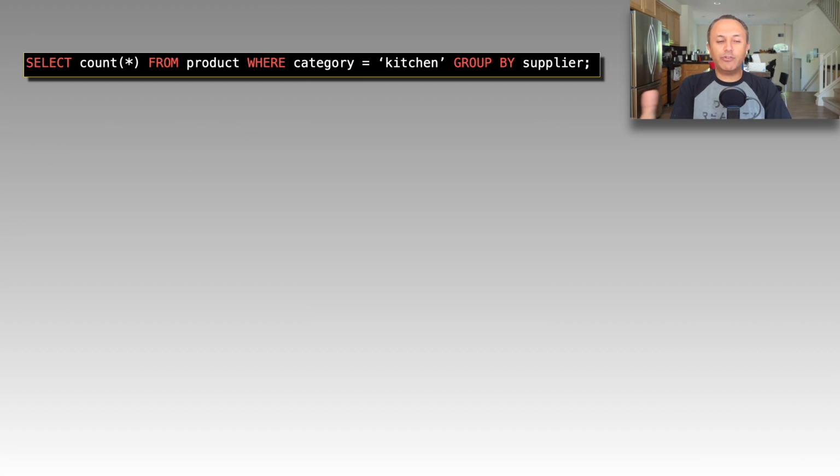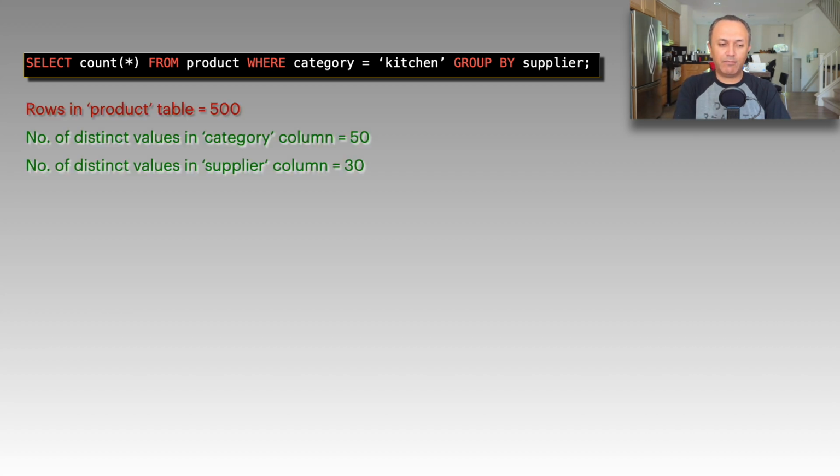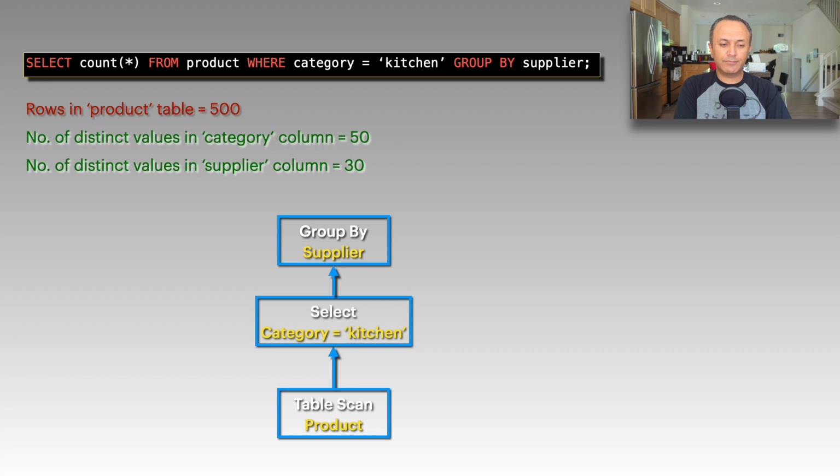There could also be interaction between group by as well as a filter. Here we have a where filter, where category equals kitchen, and then we're grouping by the supplier. Again, we have the same information: we have the number of rows, and we have the number of distinct values in each of these columns. So how does this work? Assume that the plan looks like this.